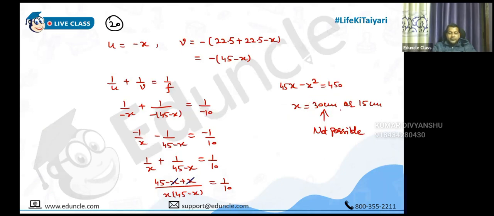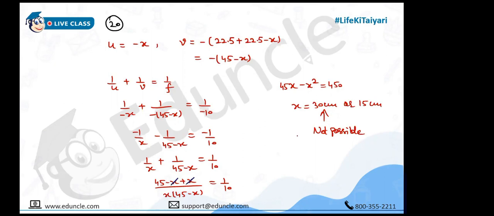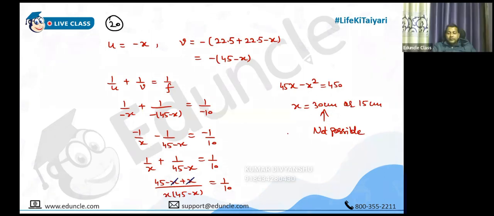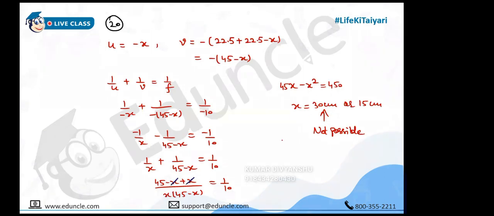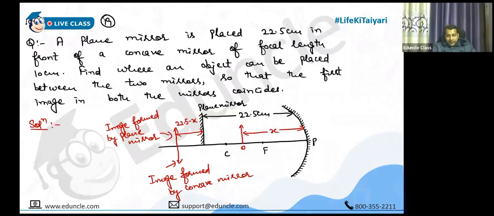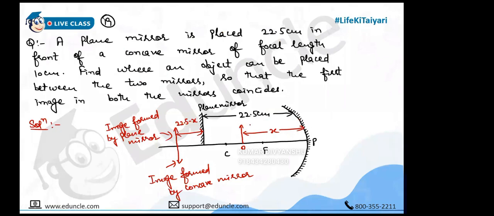Any doubt? So regarding what you showed in the diagram, I said the distance of the plane mirror is 22.5. Na? So you are getting x to be 30. It means the object will be here. But if you place the object here, can you get the image through the plane mirror? No, na? No, sir. No. That's why it is not possible. So the object will lie in front of the plane mirror. Only then you can get the image. Okay, sir. That's admissible, na? 15 centimeter. Yes, sir.